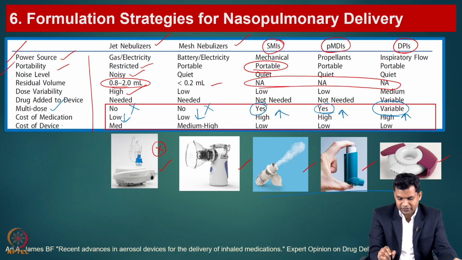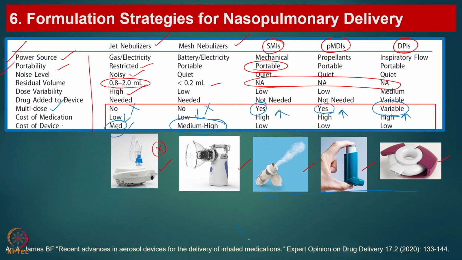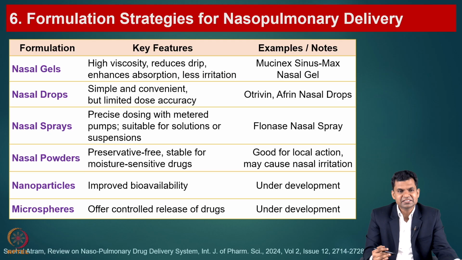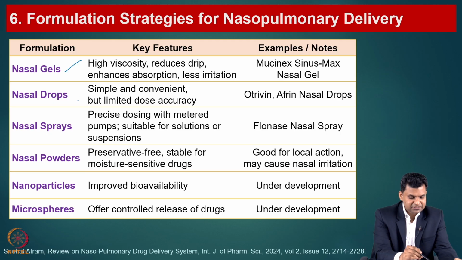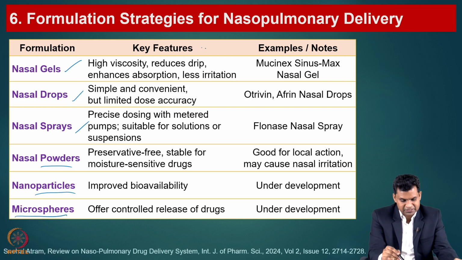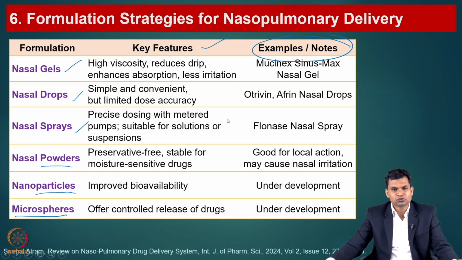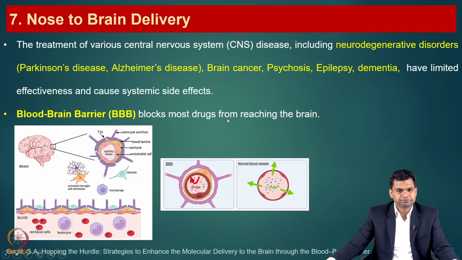Cost of device also you can see these are all very low, and you can say this one is the medium to high and again medium. If you want to know more on these details, they are provided in this review article. So, these are the various formulation strategies. Here we can use gels, drops, sprays, nasal powders, nanoparticles and microspheres. So, these are the key features, some important points, okay, which will help for the nasopulmonary routes.